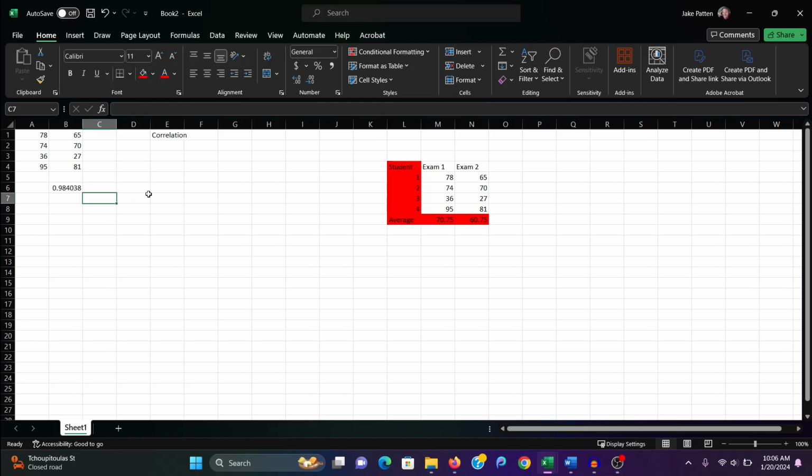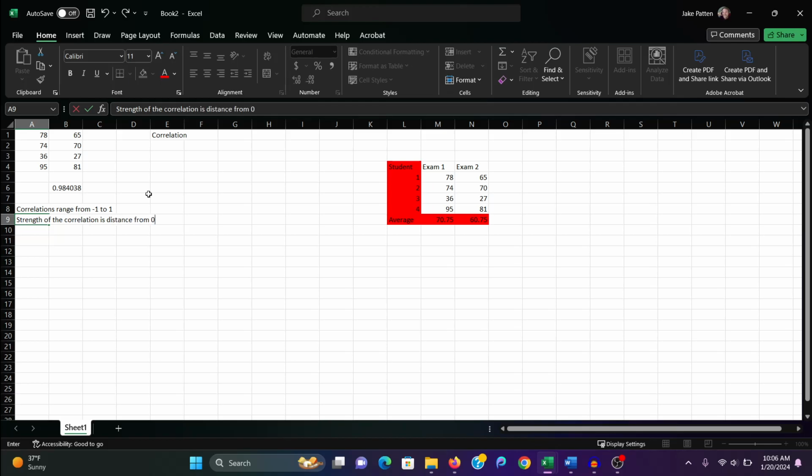Remember, correlations range from -1 to 1. And the strength of the correlation is the distance from 0. So you can think about it like east to west directions. You know what? We all live in Phoenix. We can talk about this like this.